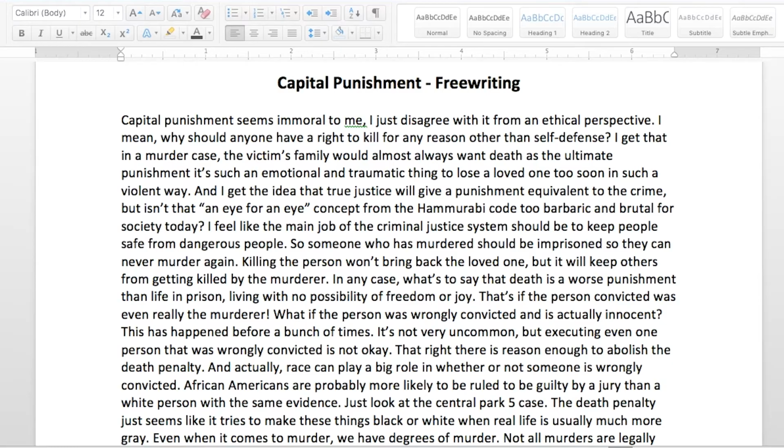Let's say that I'm writing a paper on the topic of capital punishment. That's the topic I've chosen, and it's an argumentative paper, and I don't agree with capital punishment, so I'm going to be arguing against it. So here's my brain dump on this topic. And again, grammar doesn't matter here. My font doesn't matter.